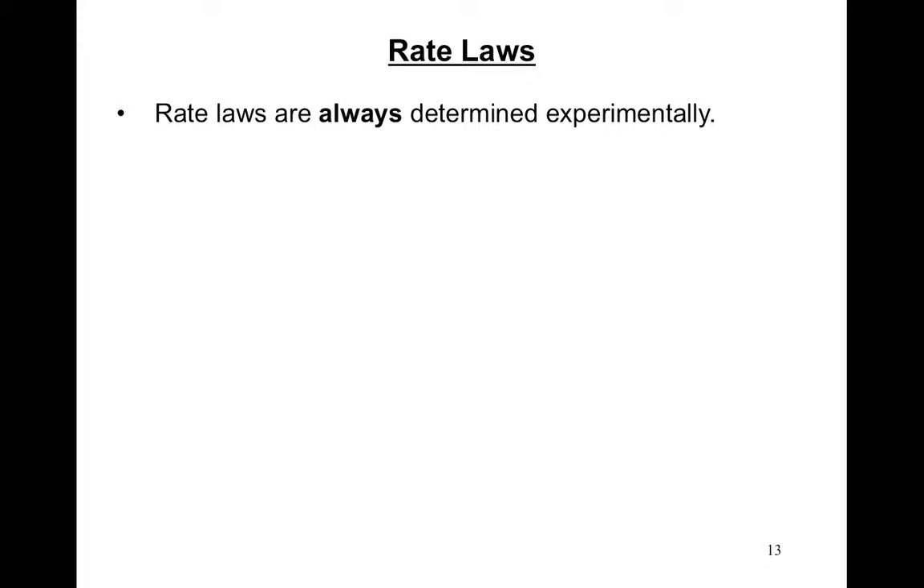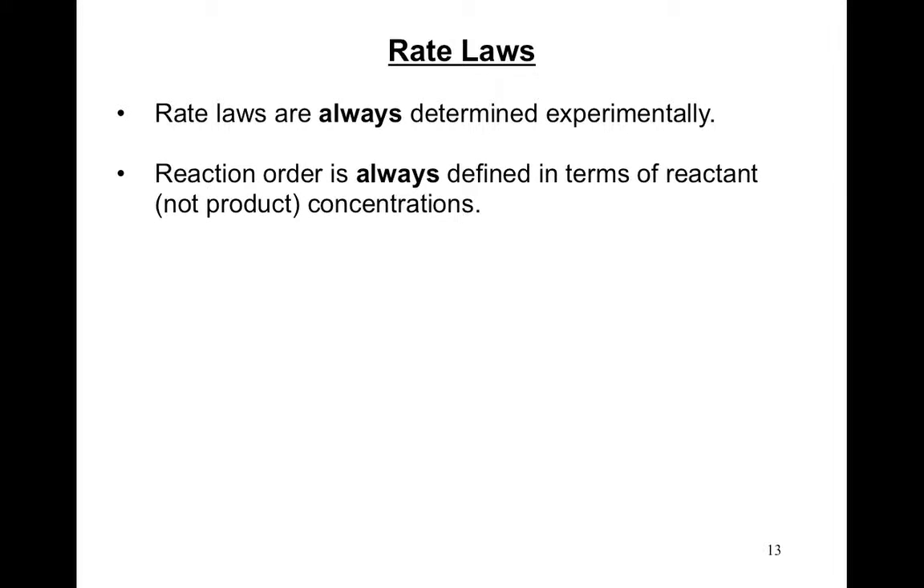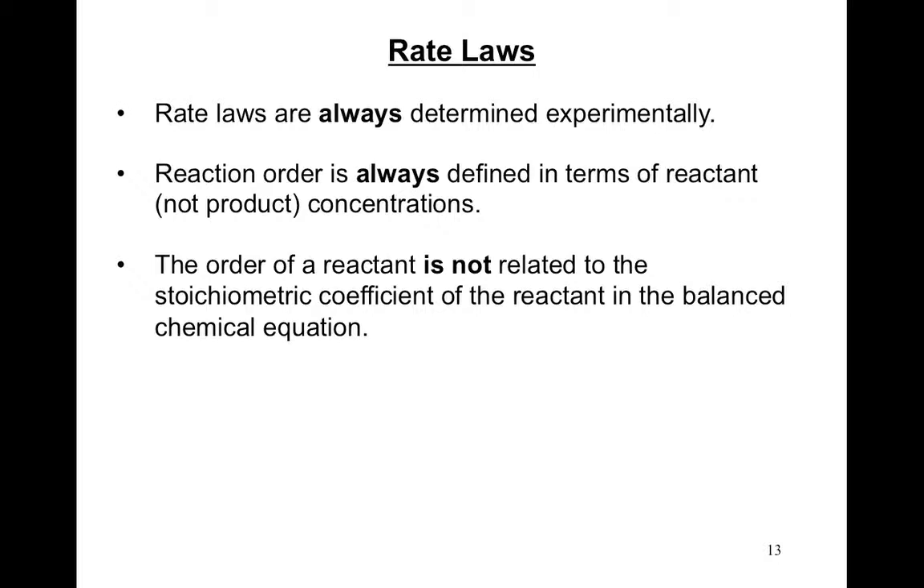So rate laws, we always have to determine these experimentally. You have to get a chart of values and we have to figure this out. Reaction order is always defined in terms of our reactants, not the products. The order of a reaction is not related to stoichiometric coefficients of the reactants in the balanced chemical equation.